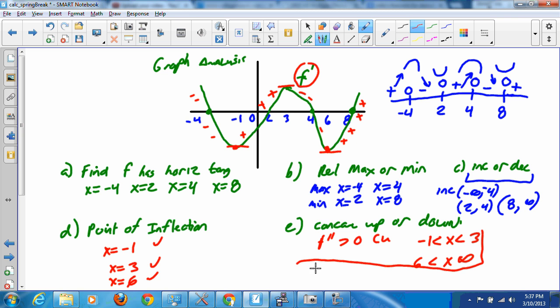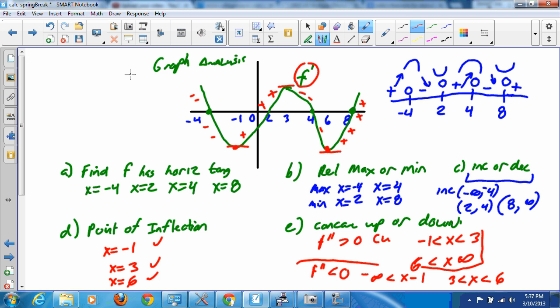And when it's concave down, the second derivative is less than 0. And that happens from negative infinity to -1. So from negative infinity to -1, it's concave down, and also it's negative from 3 to 6. Positive 3 to 6. And that looks like the only parts where it's concave down.